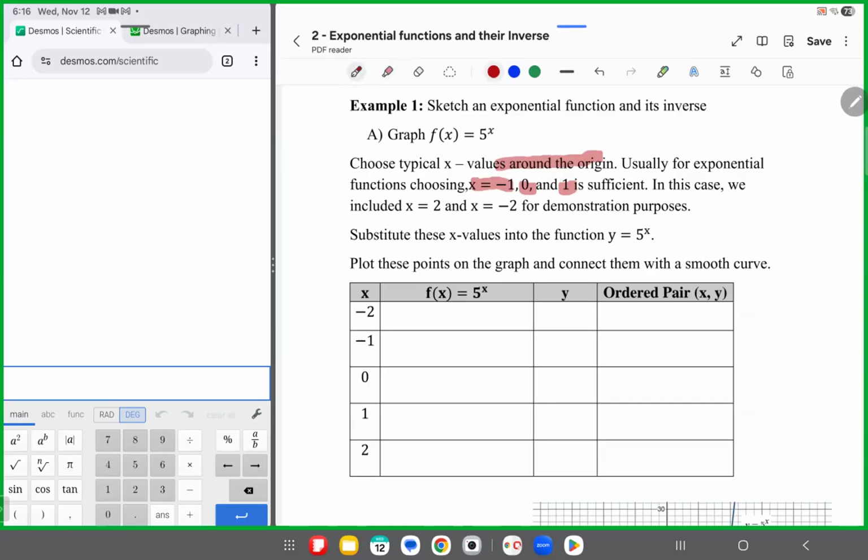Okay. So choosing our x values, -2, -1, 0, 1, 2, we have corresponding y values. So f of -2 will be equal to 5 to the power of -2. Okay. So on our calculator here, if we type in 5 to the power of -2, you can see here we get 0.04.